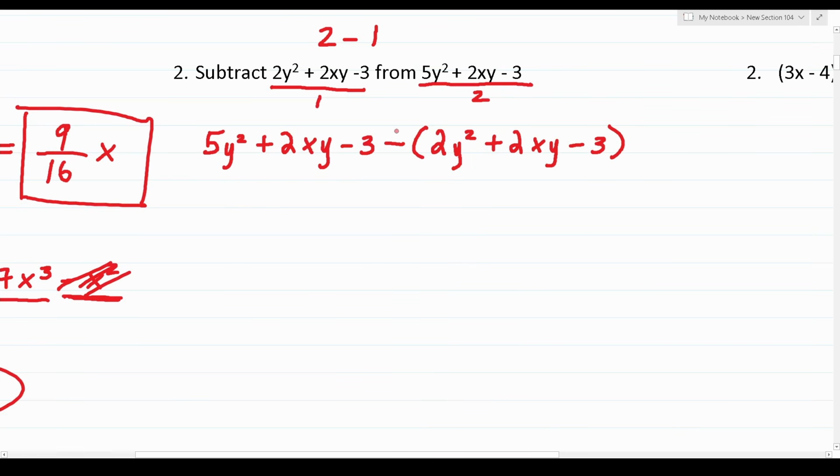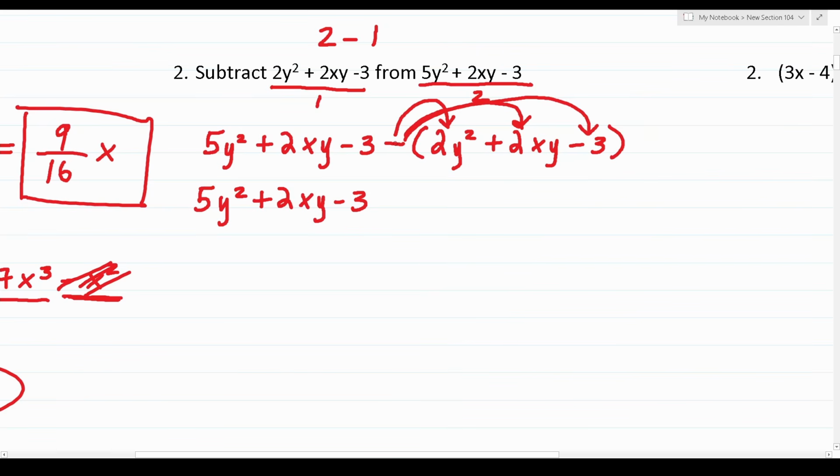And here's why. You actually have to take this negative sign and distribute it to all three terms in this polynomial here. So we're going to take this negative, we're going to multiply it here, we're going to multiply it here, and we're going to multiply it here. If you do not do that, you'll get this question wrong 100% of the time. All right, so again, we're not touching this first polynomial just yet, so let's just copy it down as is. 5y squared plus 2xy minus 3.